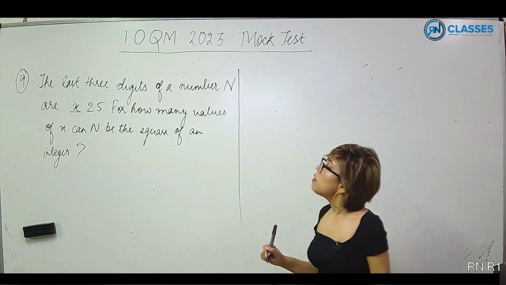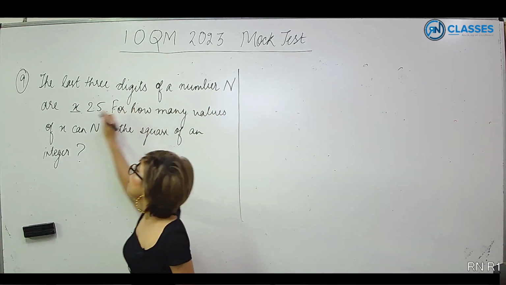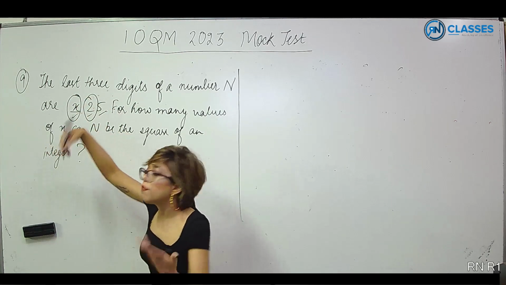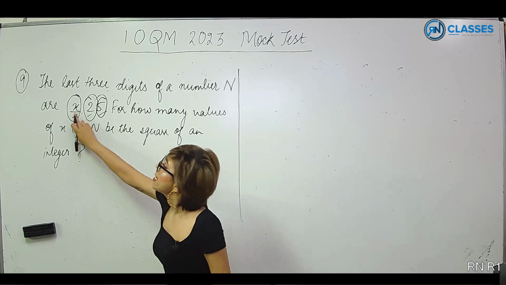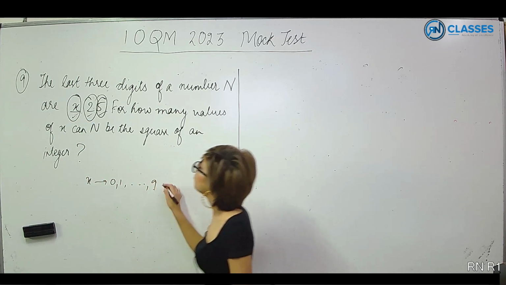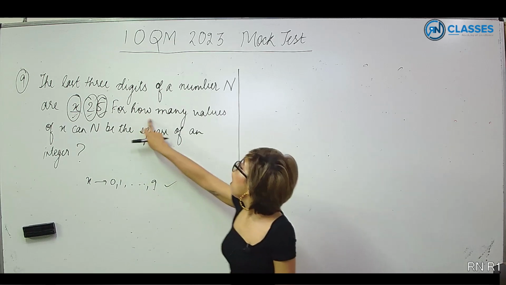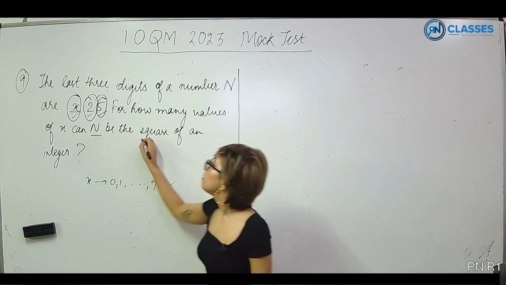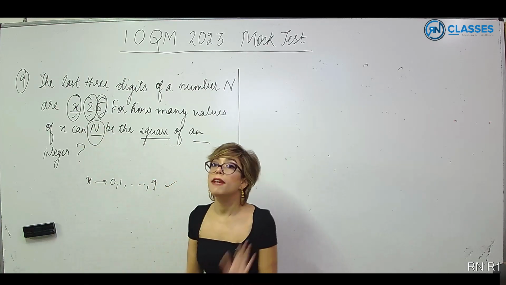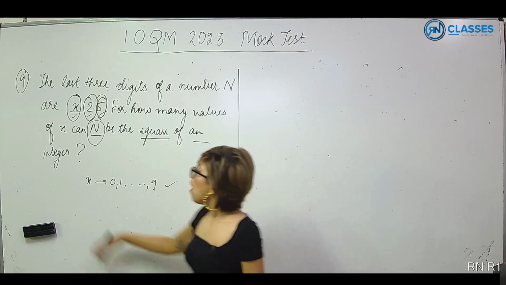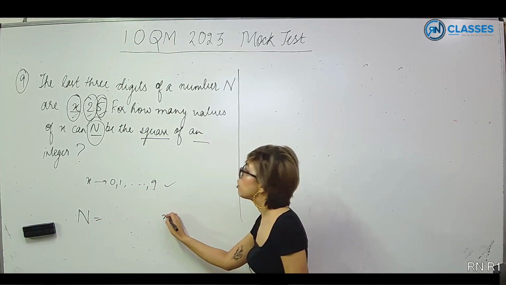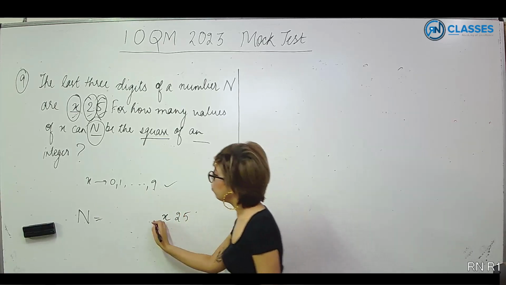Alright, the next one. Now it says the last 3 digits of a number are x, 2, 5. So that means this is a digit. Obviously 2 is a digit, 5 is a digit. Now if x is a digit, that means it will vary from 0, 1, 2, and so on till 9. Alright. Now it says for how many values of x can n be the square of an integer? For how many values of x can n be a perfect square basically? Right? Now I want my number to be a perfect square. I know only the last 3 digits, x, 2, 5. I do not know what is coming ahead.